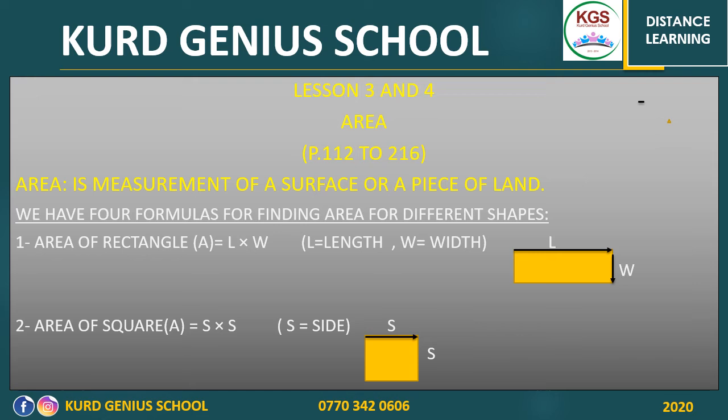So we have 4 formulas for finding area for different shapes. We have just 4 rules. You need to memorize 4 rules for 4 different shapes. Okay, formulas. It's like creating a rule.